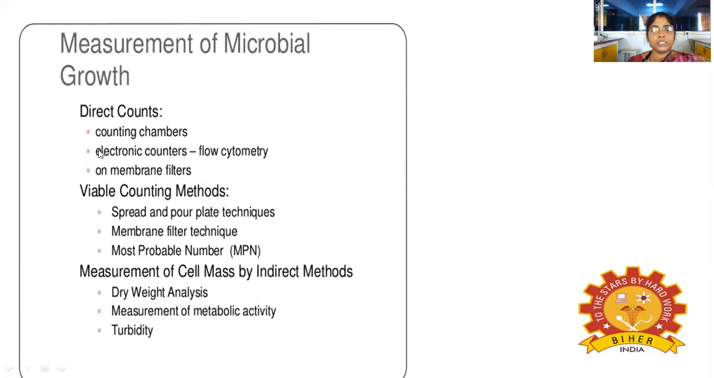So these are the measurements for microbial growth. The first one is a direct count, that is a counting chamber, a colony counting chamber. An electronic counter is done by the flow cytometer, which means a particle counter, right?